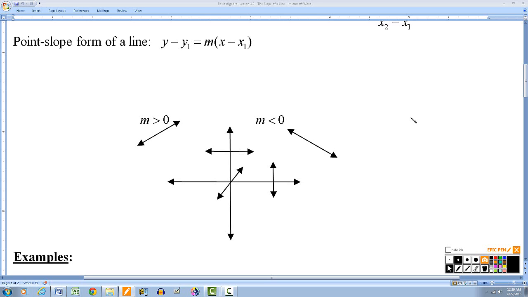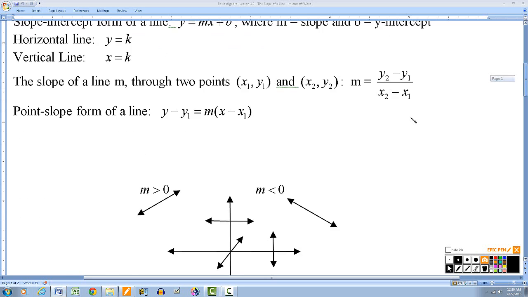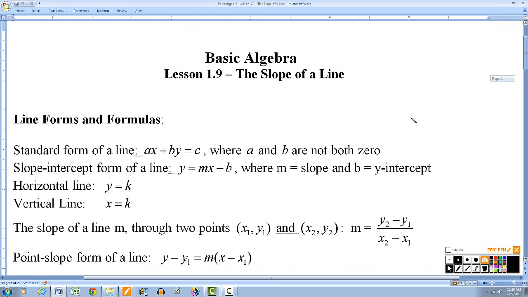So let me go back to the formulas again, the main ones that I'm going to look at. The slope-intercept form of a line tells me that if I have the equation of a line solved for y equal mx plus b, whatever the coefficient of the x is, that will be the slope, and b will be the y-intercept.